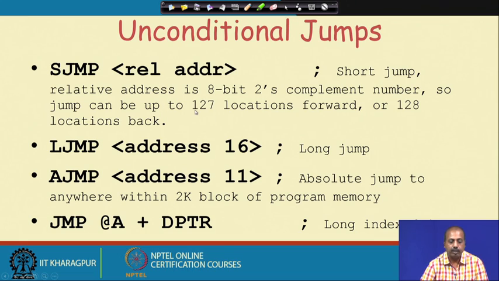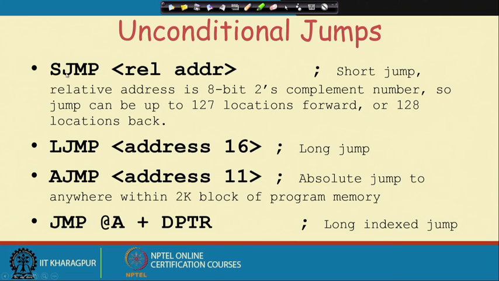So, unconditional jump. We have seen that there is a SJMP instruction for short jump. It is relative addressing with an 8-bit 2's complement number. It can go from minus 128 to plus 127 locations. Then we have LJMP address, the 16-bit address, that is the long jump, and there is AJMP, which is an 11-bit address. So, the offset is 11 bits. This range is 2K, so within a 2K block of program memory you can jump.